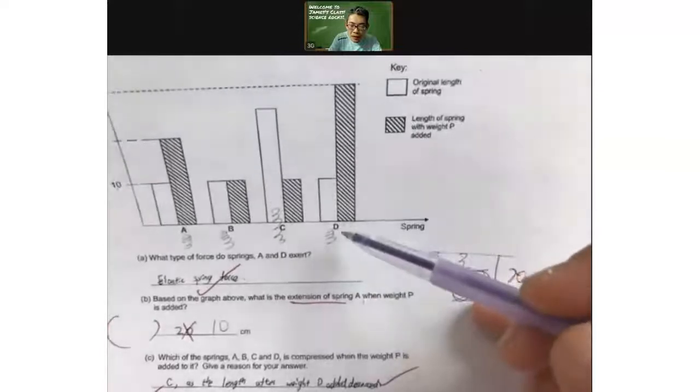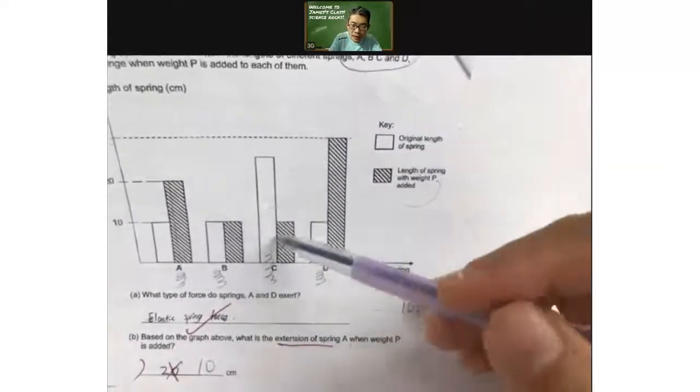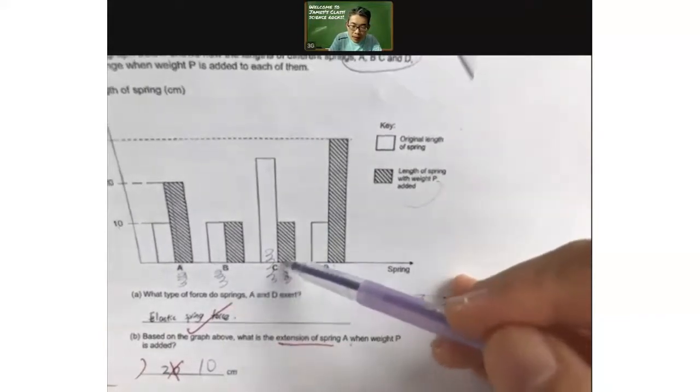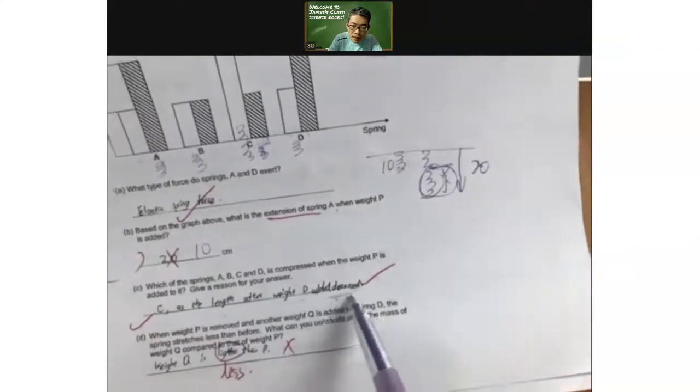Which of the springs is compressed when P is added to it? Let's see. So compressed means that the spring has gotten shorter. After adding P, this is the original length, and this one becomes shorter. So it must have been compressed by something on top. Okay, so that's C. Give a reason: the length of this spring decreased. That's the correct answer.